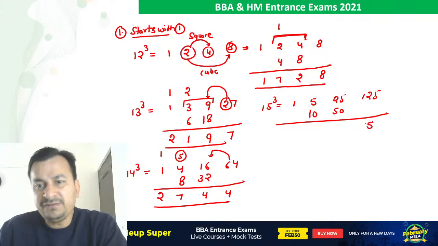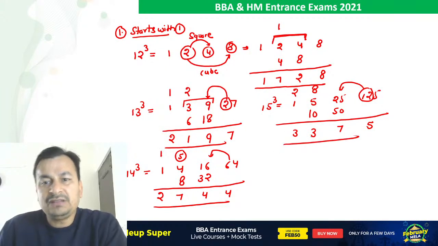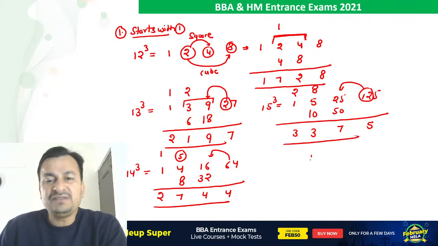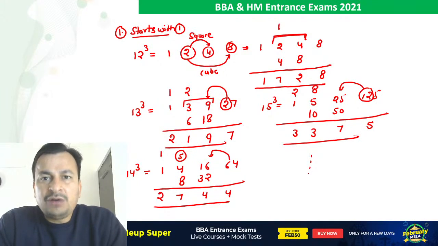125, 5, 12 as a carry हमारा चला जाएगा. 12 plus 25 is 37, 37 plus 50 is 87, 87 का 7 यहाँ पे आ गया, 8 हमारा एज अ कैरी चला गया. 8 plus 5 is 13, 13 plus 10 is 23, 23 का 3 यहाँ पे आ गया, 2 हमारा कैरी चला गया, and 2 plus 1 is 3. तो what is the cube of 15? 3375.